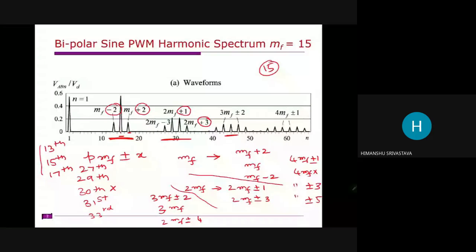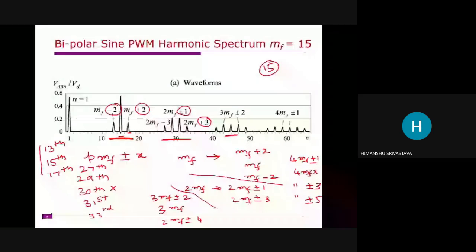Sir, hello. Yeah, go ahead. Sir, on what basis do we decide that the frequencies of this order are present, like MF plus 2, 3MF plus 2? On what basis? This is the HF spectrum that we obtained, by decomposing this waveform using fast Fourier series or double Fourier series. If you decompose this one, this is the spectrum you will get. Okay. Similarly, we did for square wave and quasi square wave, right?